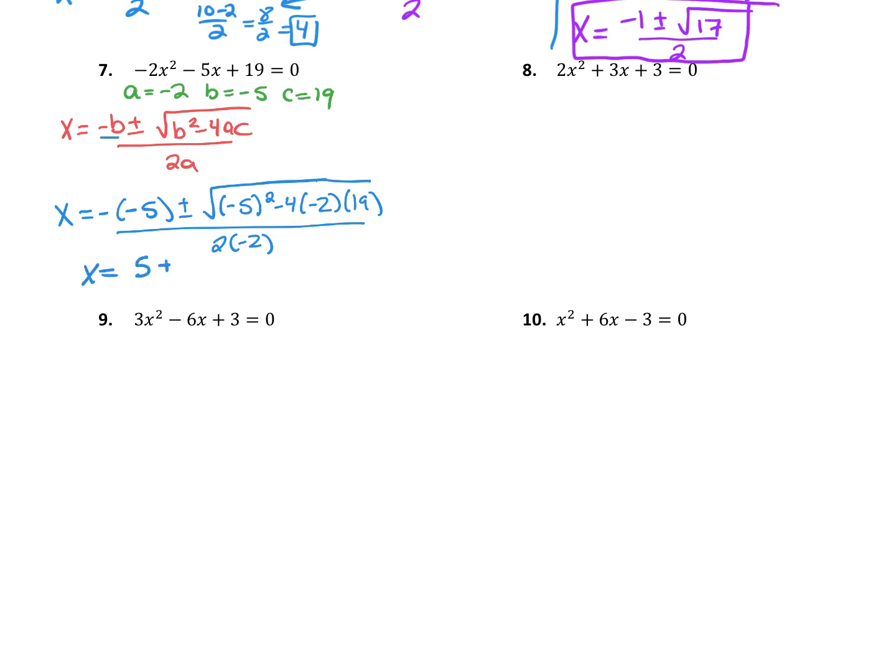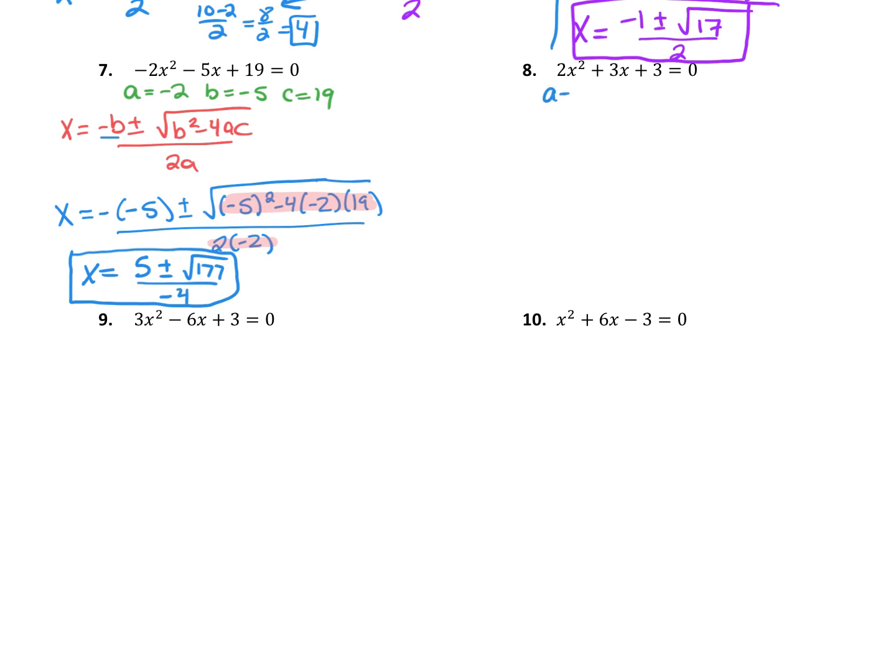So negative 5 becomes positive 5. I'm going to simplify what's underneath my root here, and I'm actually going to get a big number. I'm going to get 177 all over, and then I'm going to do 2 times negative 2 to get my denominator of negative 4. So 177 is not prime. It actually breaks down to 3 times 59, but there are no perfect squares that go into 177, so this will actually end up being our final answer.